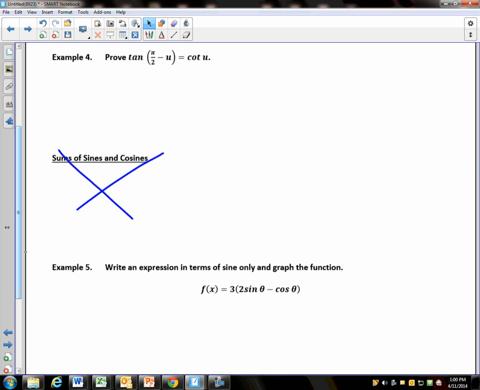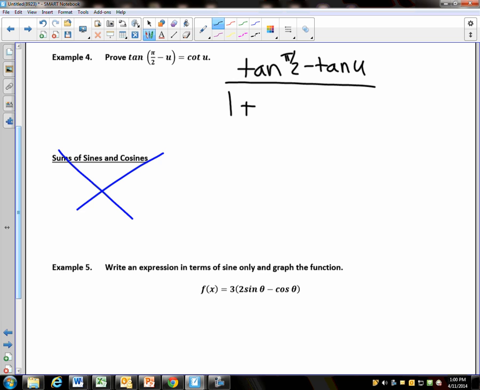Sure, you could substitute theta for u if you'd like. Please do not write this down, but this does fit a difference formula for tangent. And so you might say, well, that's going to be tangent of pi over 2 minus the tangent of u divided by 1 plus the tangent of pi over 2 times the tangent of u. And maybe we could simplify that, make that look like cotangent. But here's the problem.